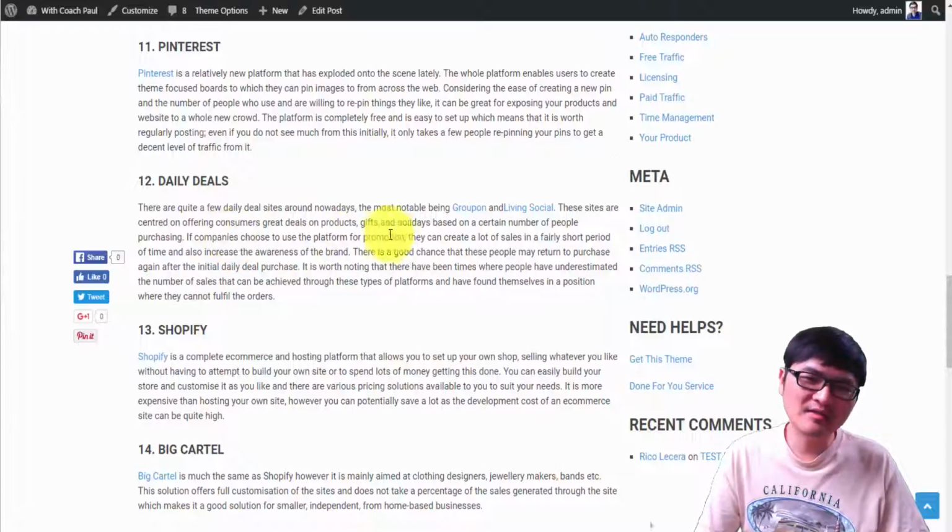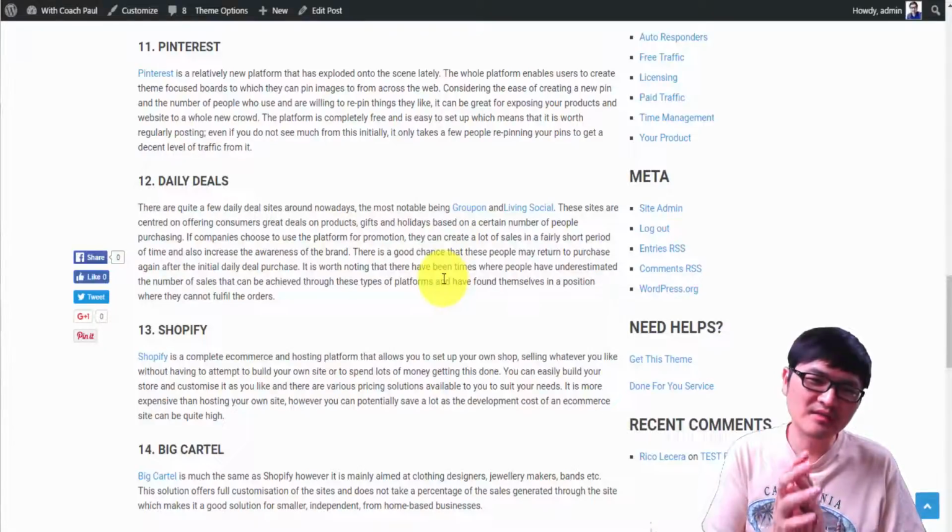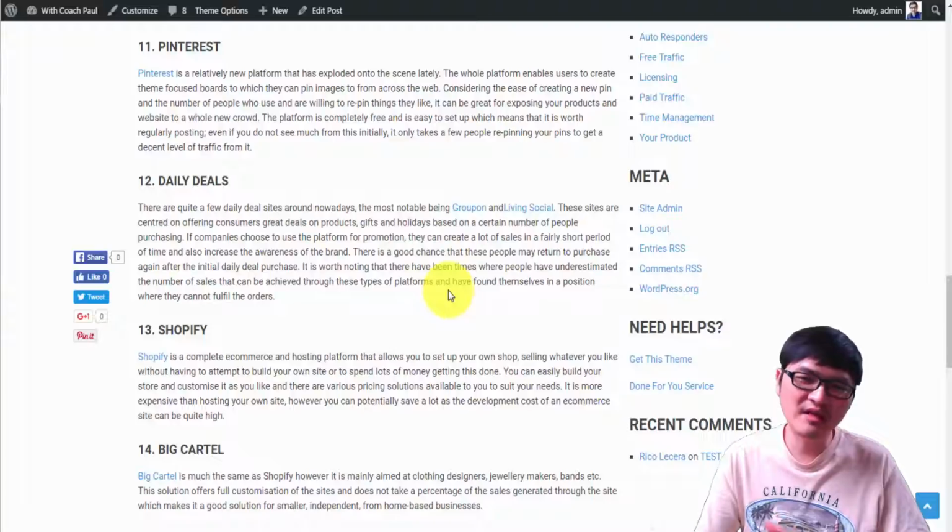Daily deals are another thing, like Groupon and LivingSocial. Daily deals are centered on offering consumers a great deal on a product or gift for the current day, based on a certain number of people purchasing. If the company chooses to use the platform for promotion, they can create lots of sales in a very short period of time and also increase the awareness of the brand.